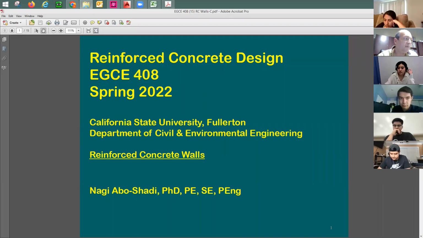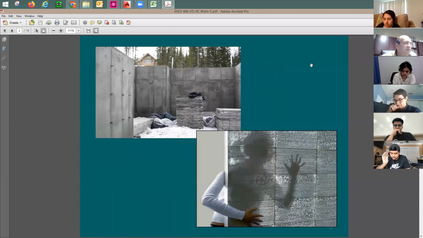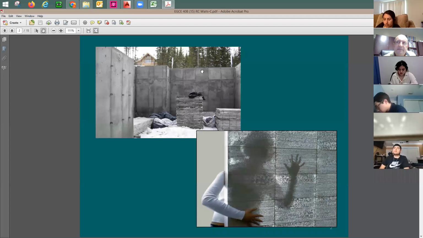So reinforced concrete walls, as I said, are going to be covered in 3 slide sets: 15, 16, and 17. We're going to start here with a general idea on reinforced concrete walls. It's going to be the standard concrete walls that you may see around. We mainly use them for pavement walls, gravity walls, retaining walls, and also shear walls. So you're going to see lots of applications for it.